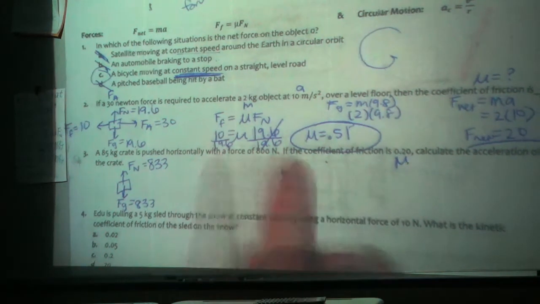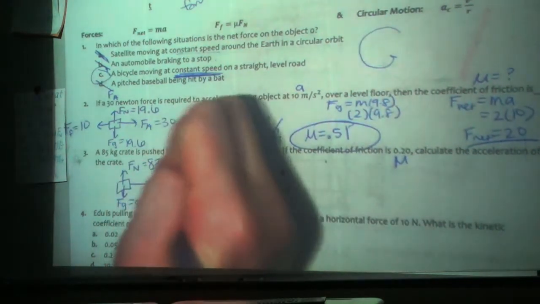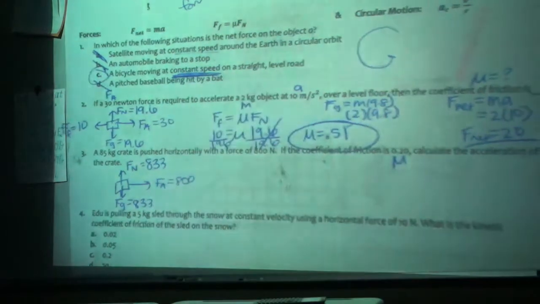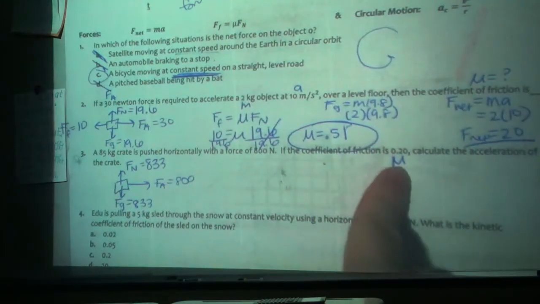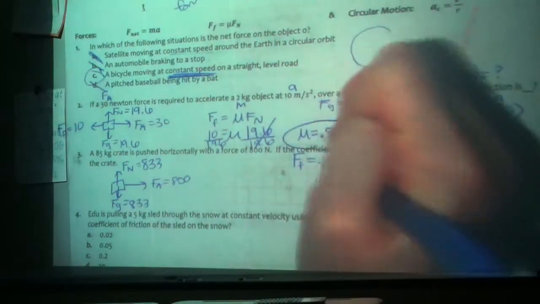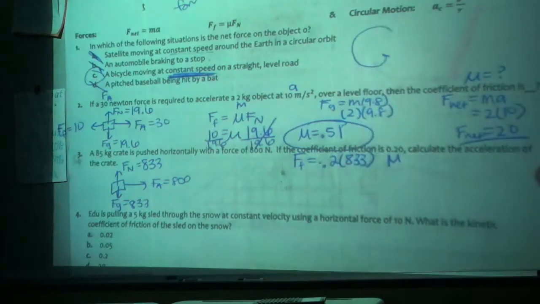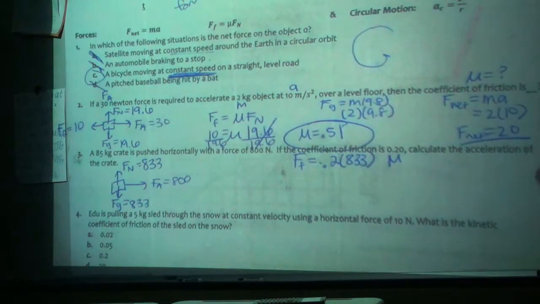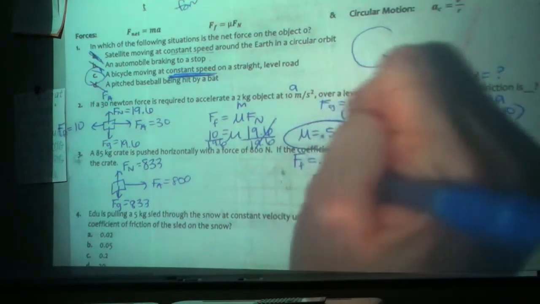If it's on the ground or some surface, then the normal force would also be the same. And it's being pushed with a force of 800. And we've been given the mu. If you have the mu, then you can plug in and find the force of friction. So force of friction is mu, 0.2 times Fn, 833, and that gives me a friction force of 166.6.